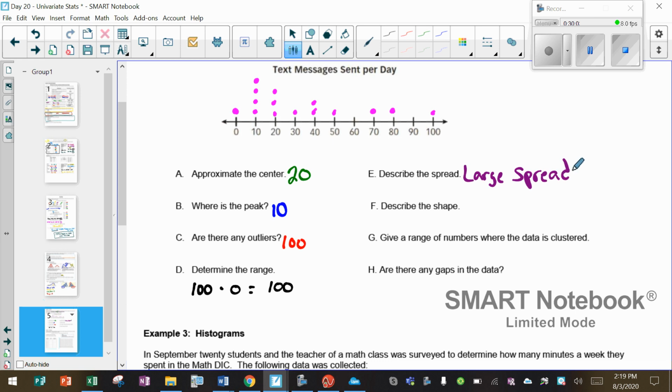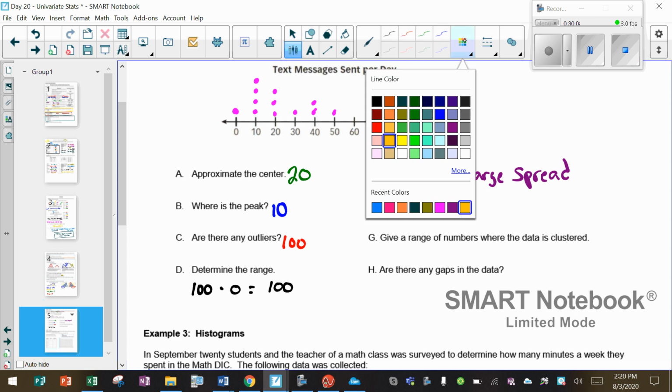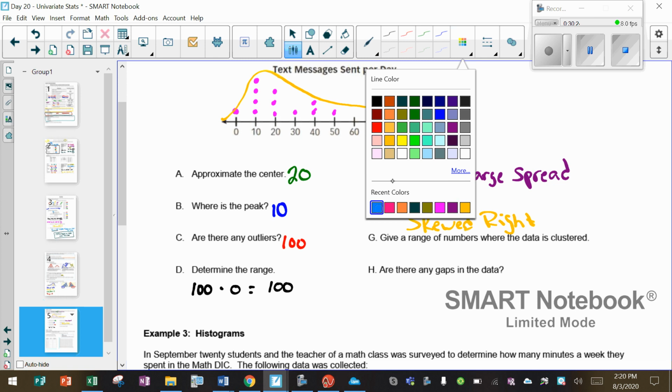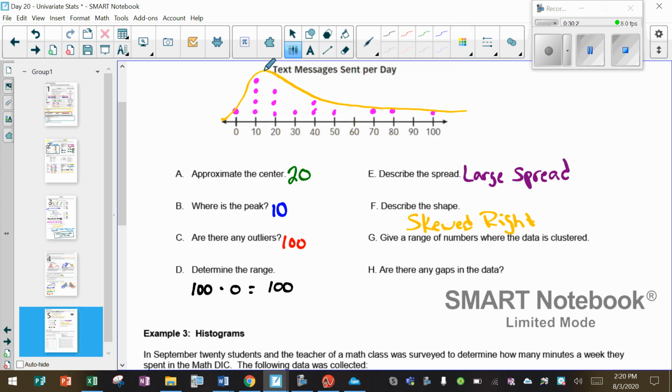Describe the shape? Well, if we were to try to trace this like we were doing some of the other examples, this would be pulled or skewed to the right. Give a range of numbers where the data is clustered. So a cluster is like a grouping of numbers packed together. There's a nice little cluster right around 10 to 20. There's also a small cluster around 40, but there's a bigger grouping, so that's where we're going to put our cluster.